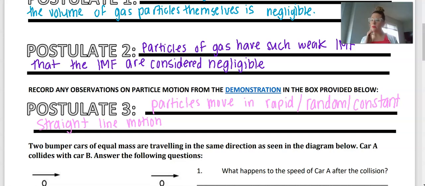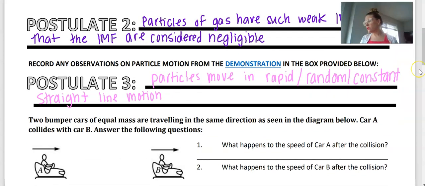So now we've talked about the size of gas particles. We've talked about why they're gas particles and why they don't just attract to one another. We've talked now about how they move. And now, before I give you our last postulate, we have to define what is called an elastic collision.